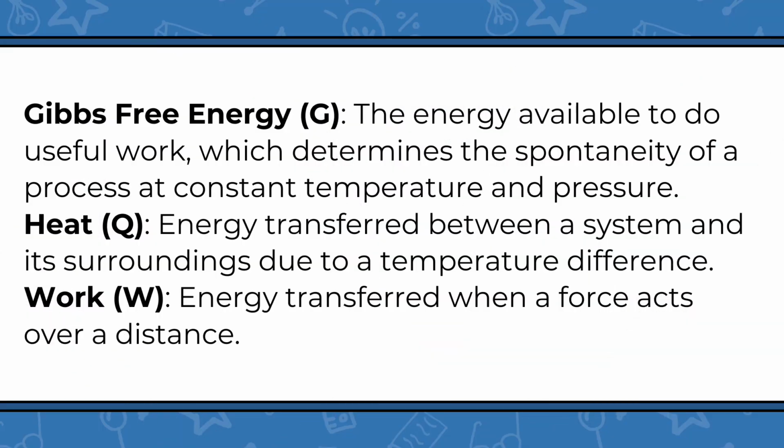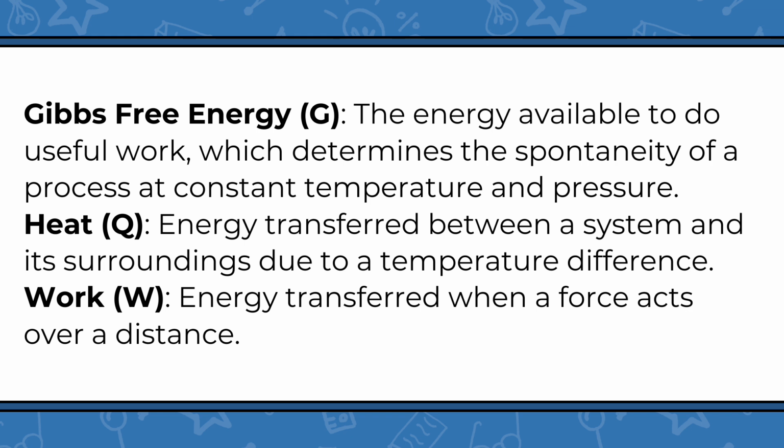Next is the Gibbs free energy, which is symbolized by G. This is the energy available to do useful work in a system. It helps us determine whether a chemical reaction will occur spontaneously or not. If the Gibbs free energy is negative, the reaction happens naturally without external energy input. On the other hand, if it's positive, the reaction needs extra energy to occur. It's widely used in chemistry and biology to predict reaction behavior and energy efficiency.